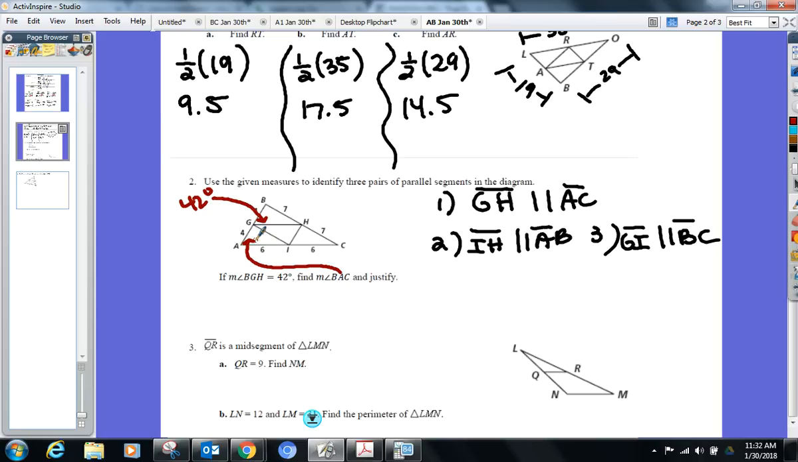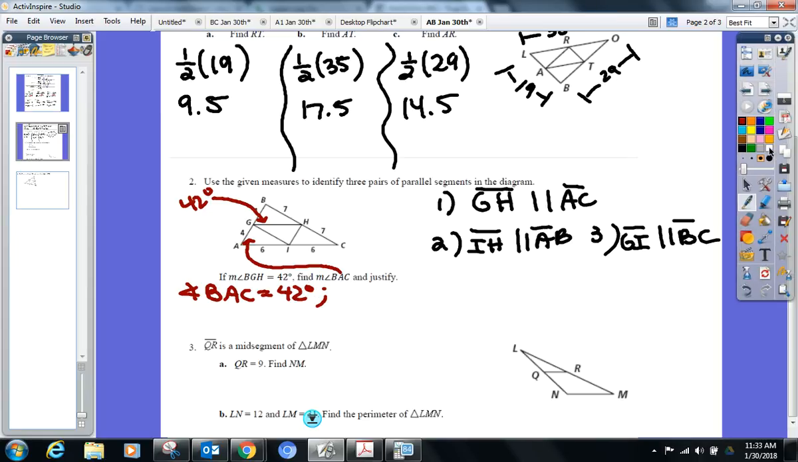Troop in the back going to take this one? It is 42. I could have guessed that, though, easily. Because really, here's what I'm guessing. It's either equal or it's supplementary. You can never go wrong in geometry. They're either equal or they're supplementary. All right, well, why are they equal, man?